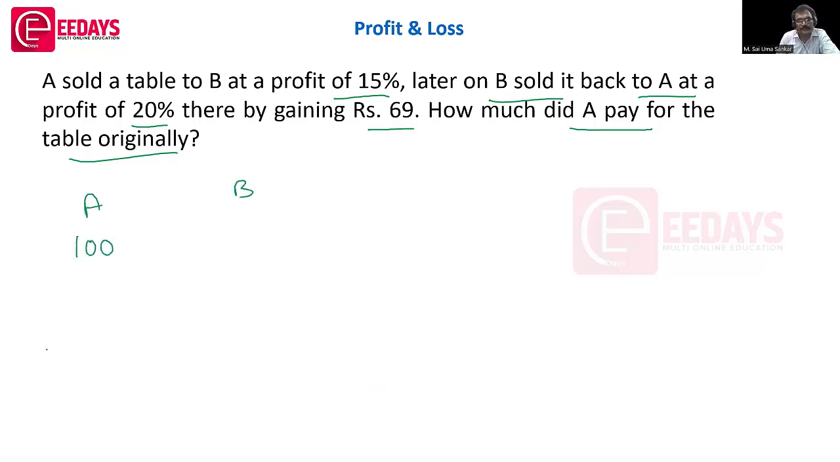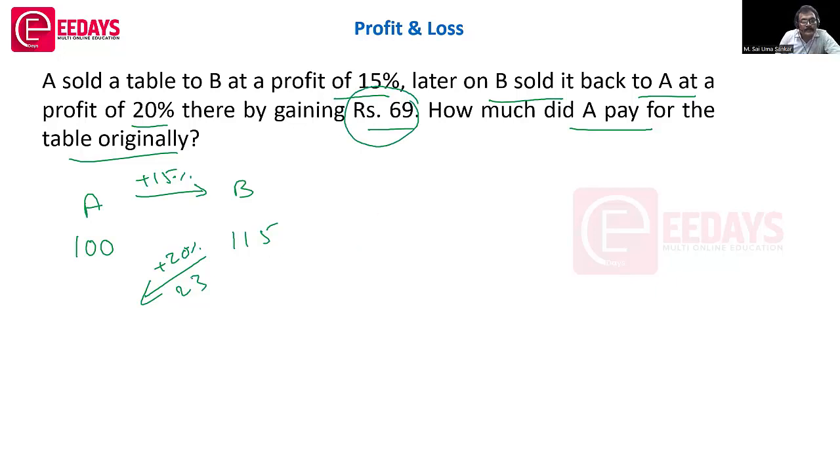Suppose A is 100. 15% profit means B has 115. Again 20% profit: 10% is equal to 11.5, 20% is equal to 23. See, what is this amount? Gain amount, not a cost price.